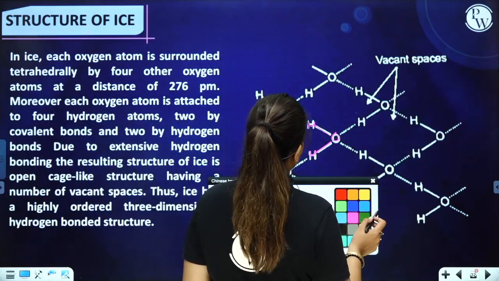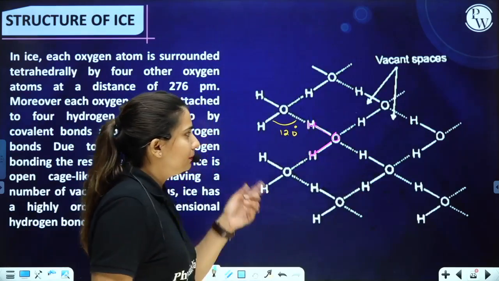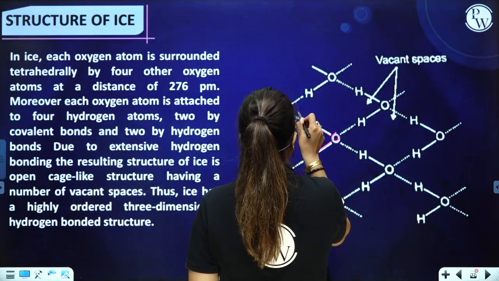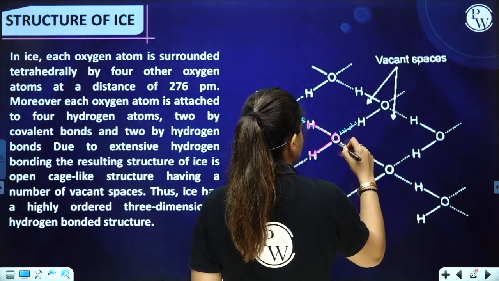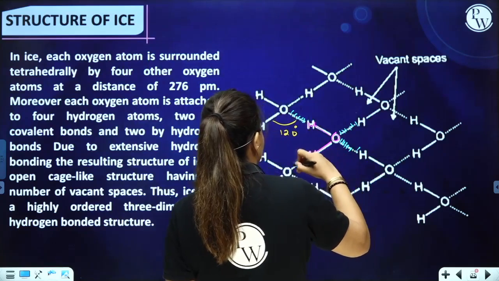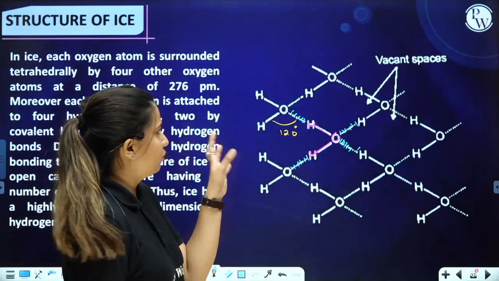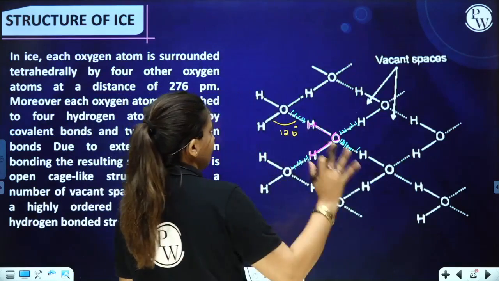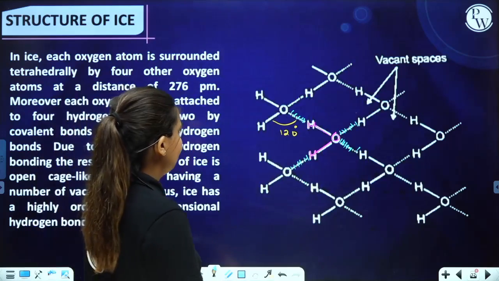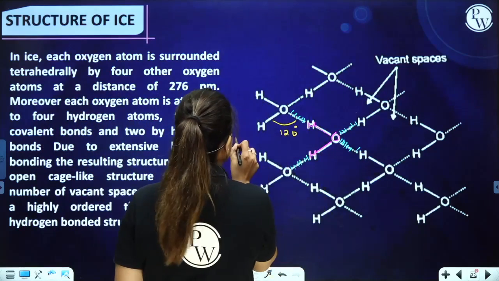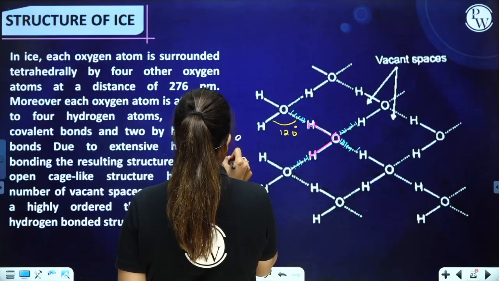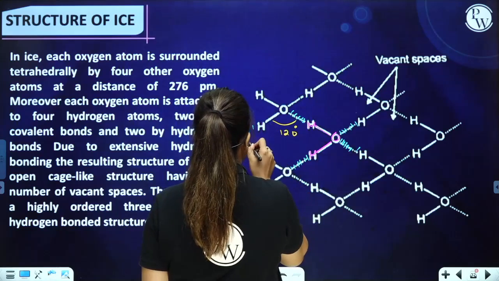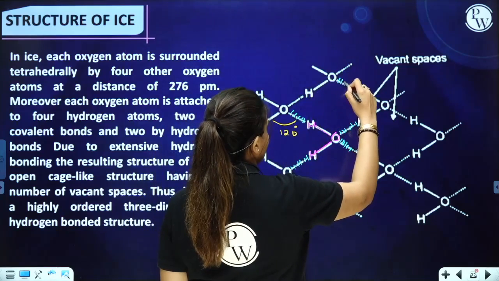As you can see, this pink water molecule is present in between. It will form hydrogen bonds with this molecule, this molecule, this molecule, and this molecule. So the middle one is forming hydrogen bonds with 4 surrounding water molecules. And as you can see, there is a formation of a cage over here. This is a hydrogen bond.